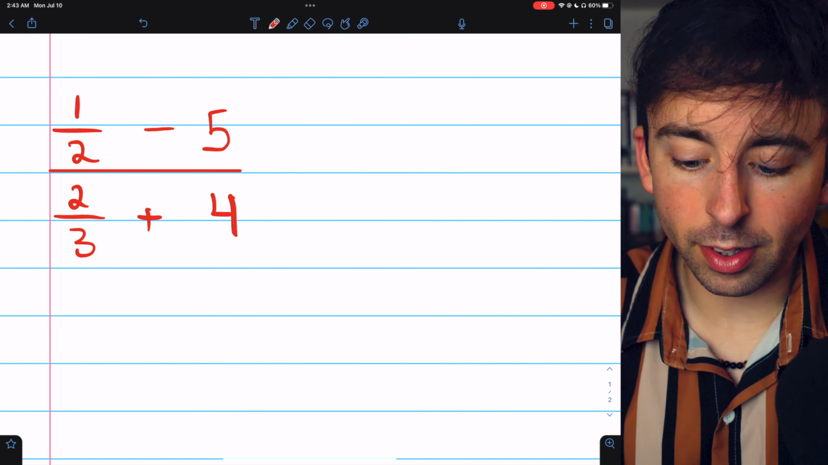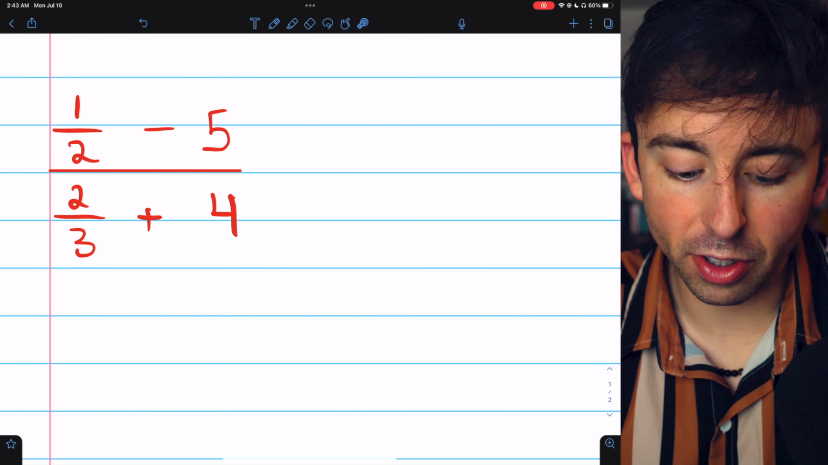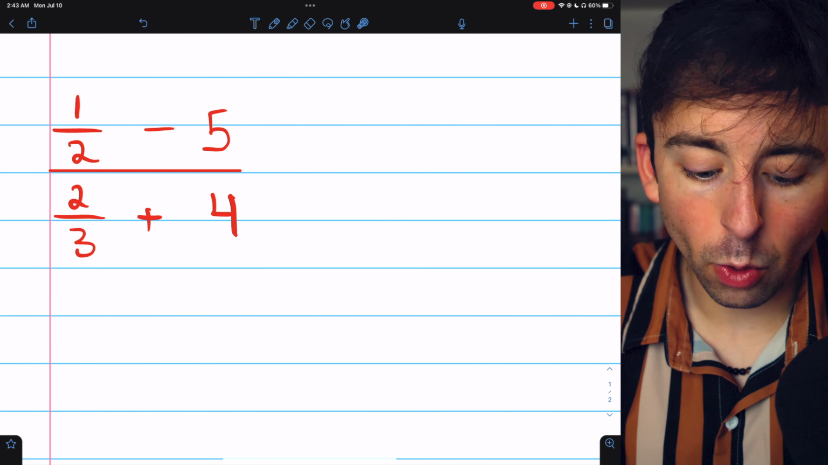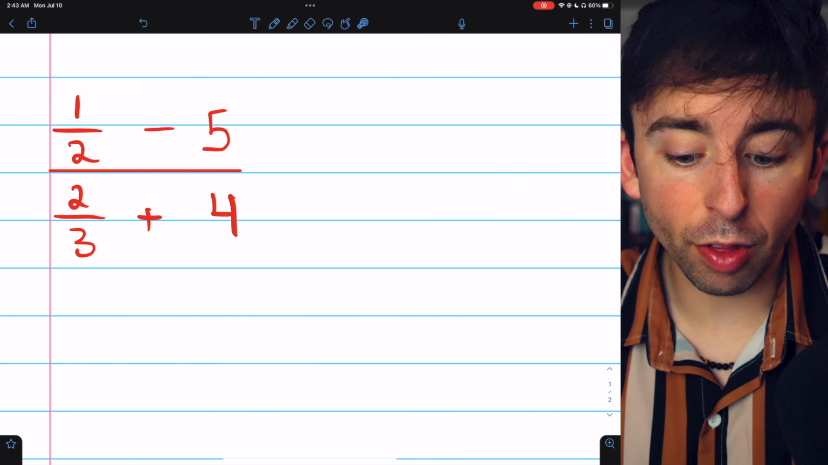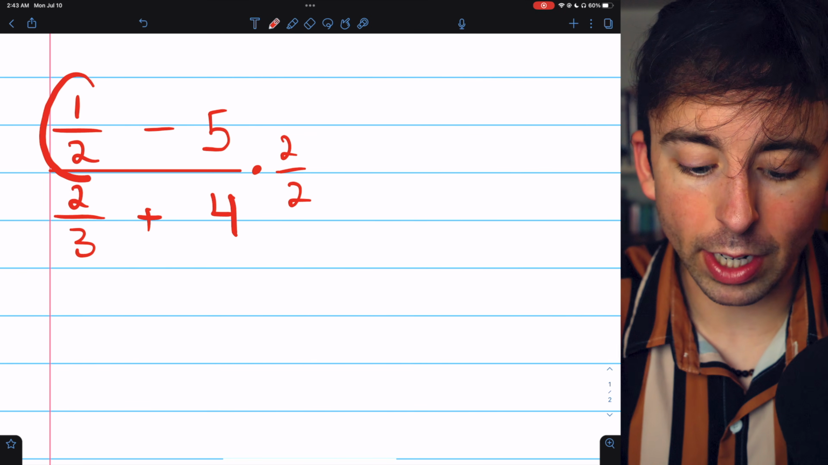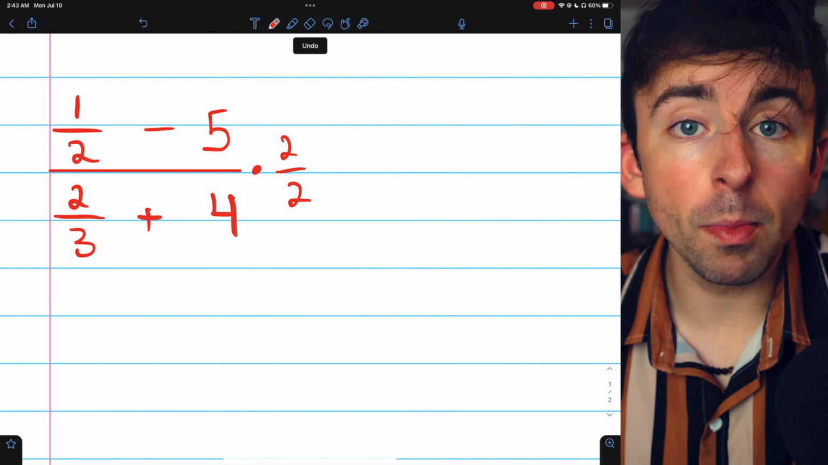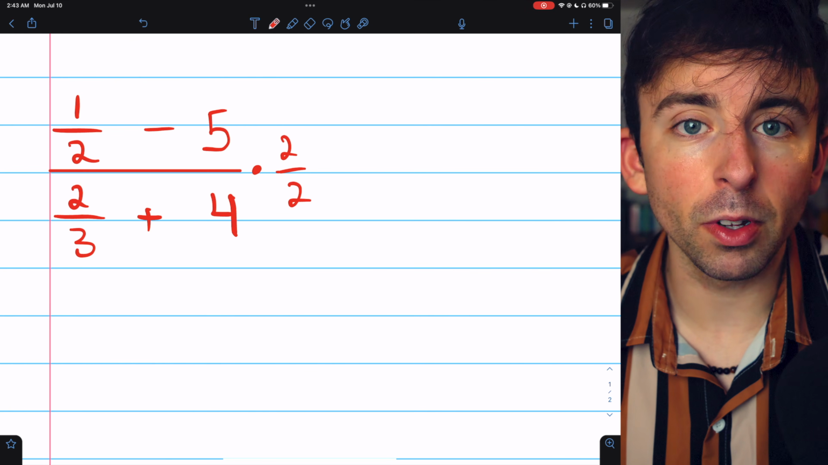This next example is a little trickier because in the numerator, we have a fraction with a denominator of 2, and in the denominator, we have a fraction with a denominator of 3. So multiplying by 2 over 2 would get rid of this pesky fraction, but it wouldn't get rid of this one. And if we multiplied by 3 over 3, a similar thing would happen.